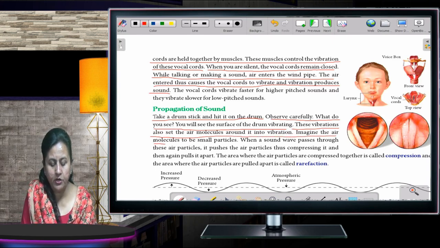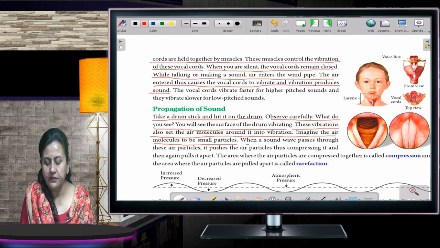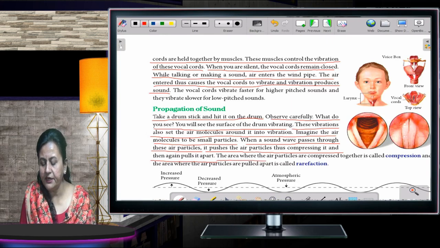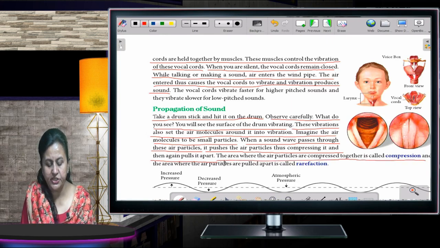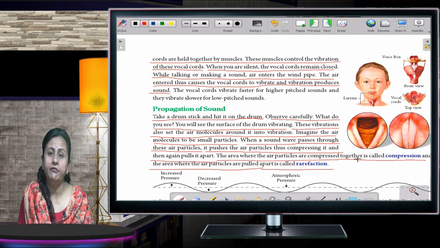Imagine the air molecules to be small particles. When a sound wave passes through these air particles, it pushes the air particles, thus compressing them, and then again pulls them apart. The area where the air particles are compressed together is called compression, and the area where the air particles are pulled apart is called rarefaction.